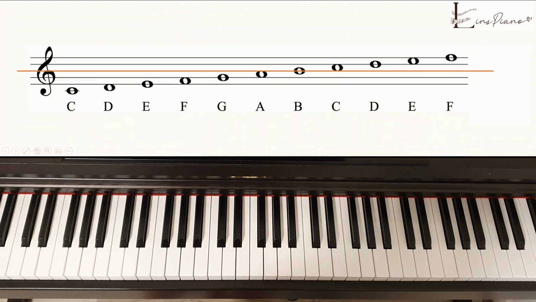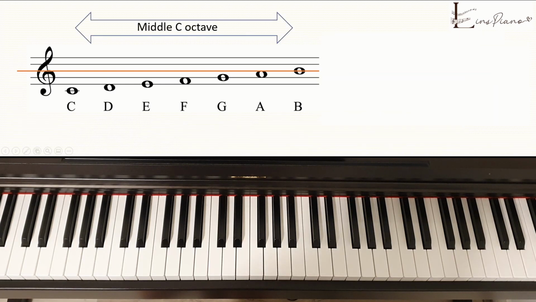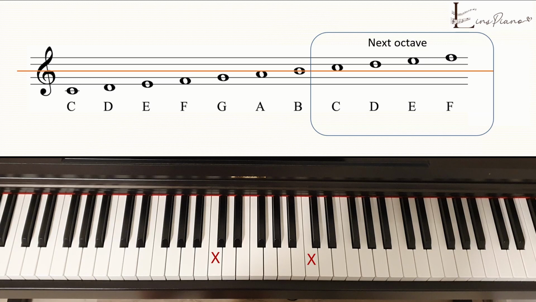Now back to the treble clef notes, let's pay attention to the middle line of the staff, which is the third line. For any note that is on or below the middle line, we will play in the middle C octave. Those notes located above the middle line are played in the next octave. So by determining whether the note is above or below the middle line of the staff, we can know which octave the key belongs to.